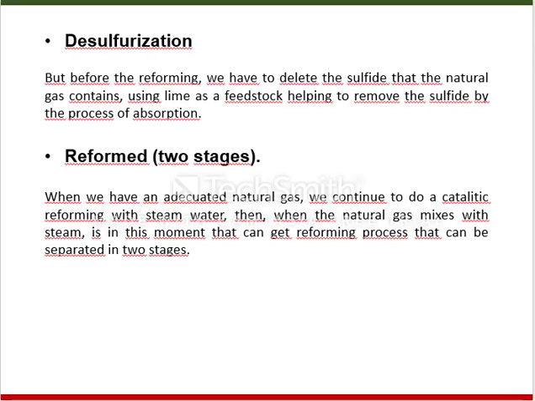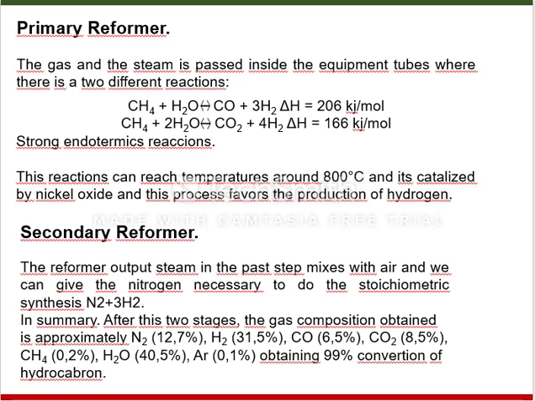When we have an adequate natural gas, we continue to do catalytic reforming with the steam water. When the natural gas mixes with steam, it's at this moment that the reforming process can happen, separated into stages. Primary reformer, the first stage. The gas and the steam are passed inside the equipment tubes, where there are two different reactions.